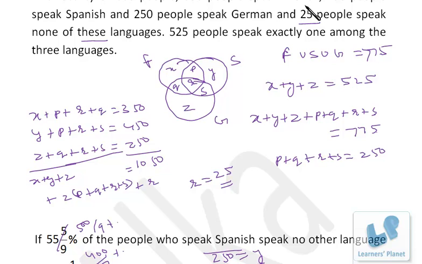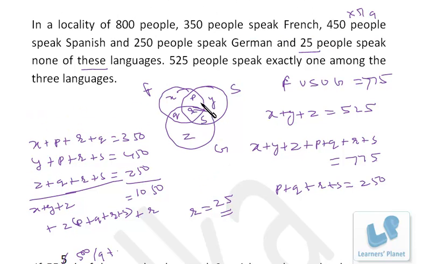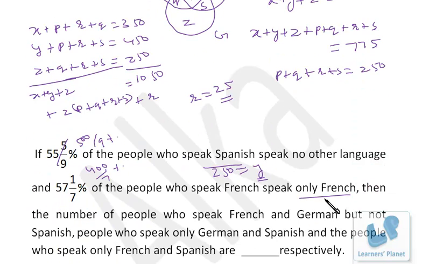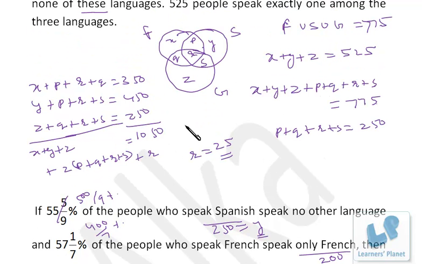Then 400 by 7% speak only French. Only French is X, and here French is 350, right? So 400 by 7% of 350, so 350 into 4 by 7, right? So that's 200. Okay, so 200 people speak only French, and that's actually only French is X.